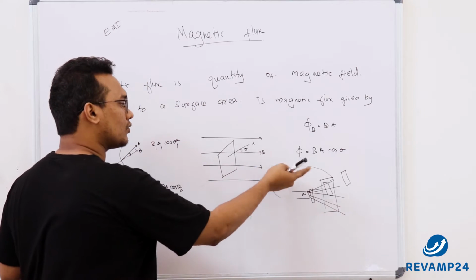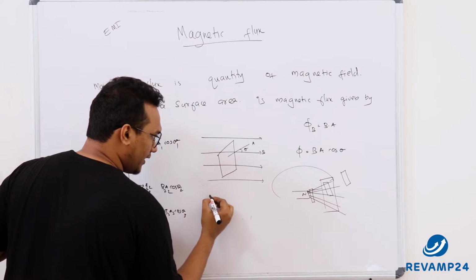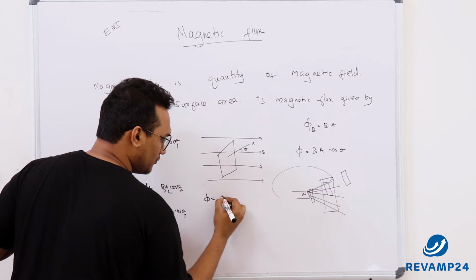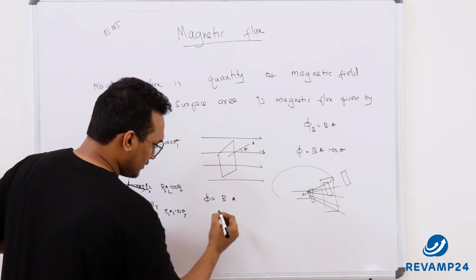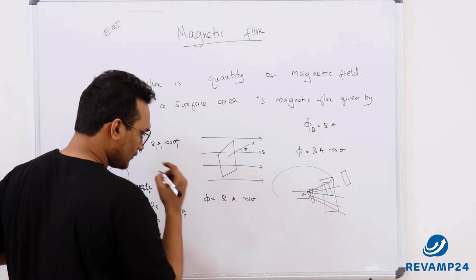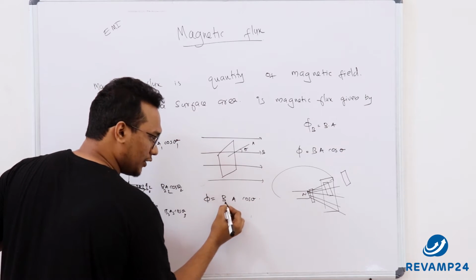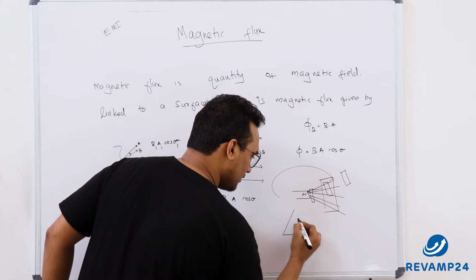Now, we will see the unit and dimension of flux. We know from this equation that flux is equal to B into A. First, we will see the unit. What is the unit of B into A into cos theta? The unit of flux is equal to the unit of magnetic field into the unit of area into the unit of cos theta. But cos theta has no units, right? It's basically a ratio.